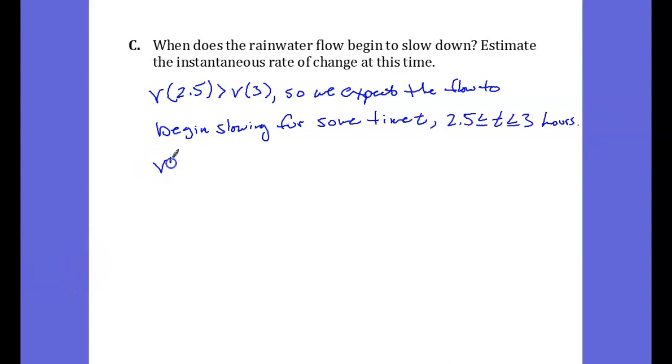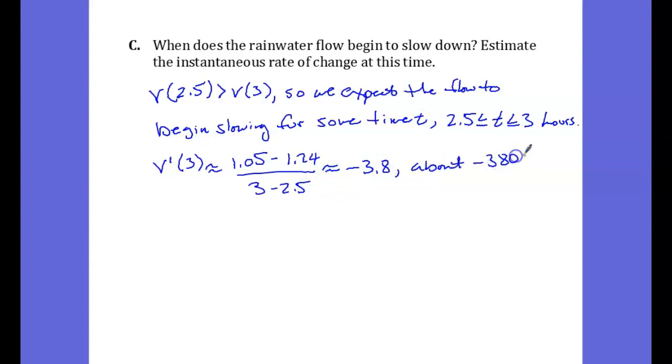And estimating that flow at 3, v prime of 3 is approximately 1.05 minus 1.24 over 3 minus 2.5, and this is approximately negative 3.8, and so this would be about negative 380 gallons per hour. So we are definitely having a decrease in the rate of flow, as it's now negative.